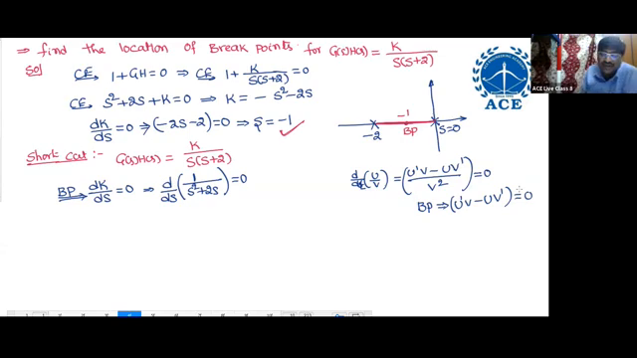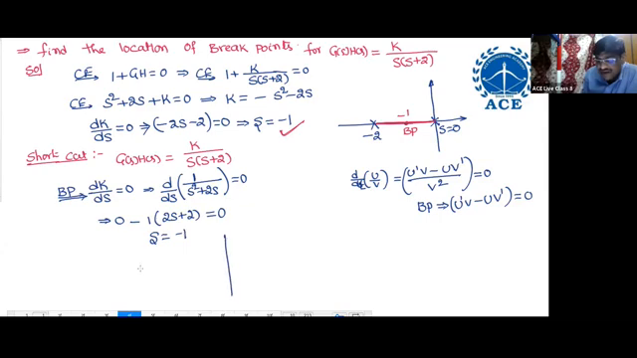Come on, u dash. What is u dash here? 0. U dash is 0. So u dash, no need to write v, minus u into v dash. What is v dash? 2s plus 2 equal to 0. So u dash 0 minus u into v dash, 2s plus 2, equal to 0. S equal to what? Minus 1.